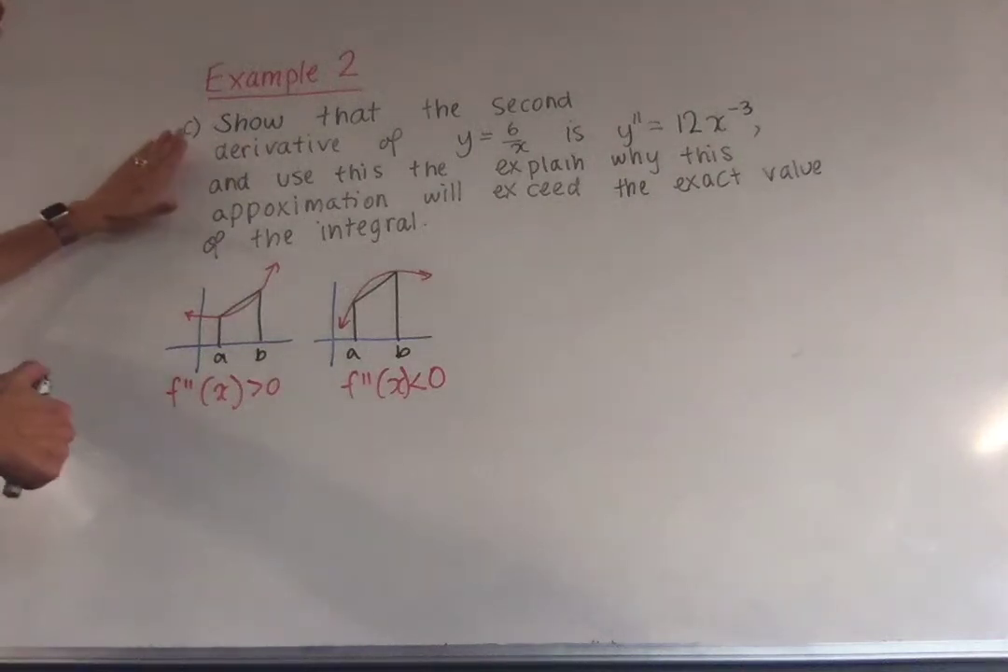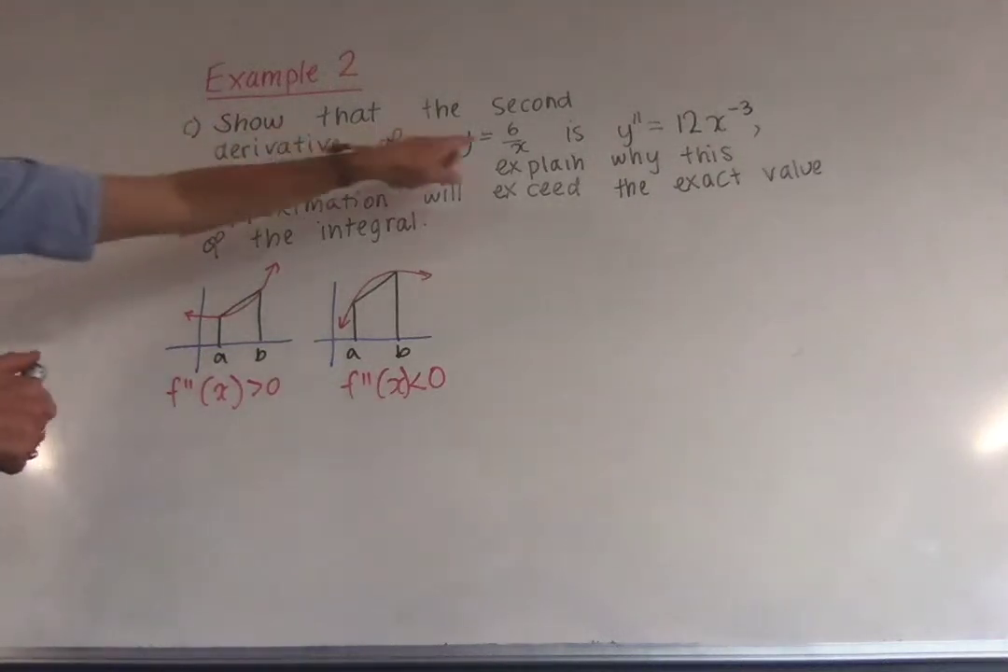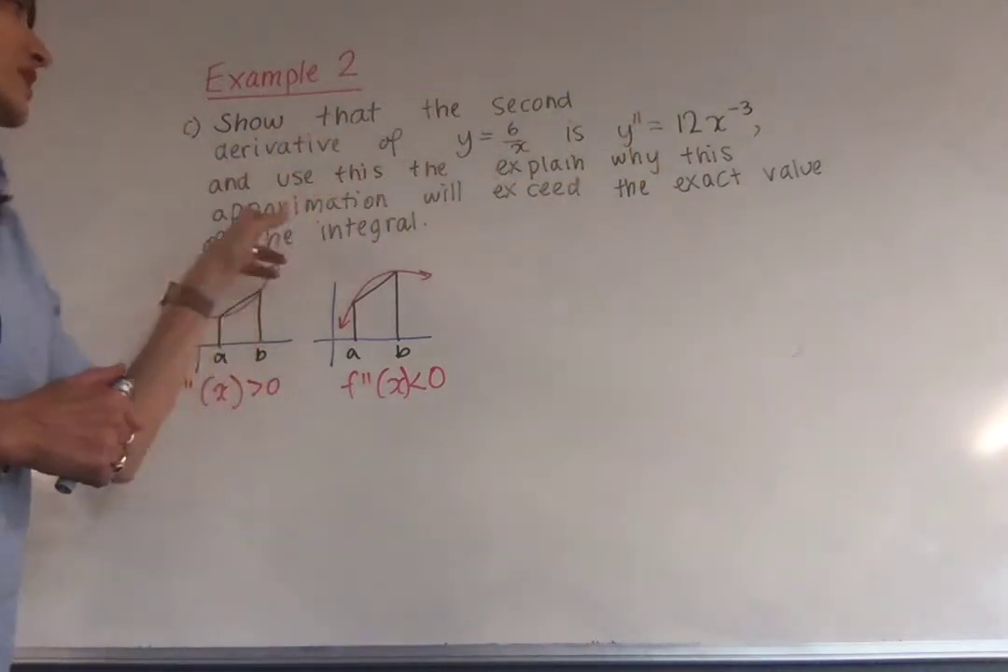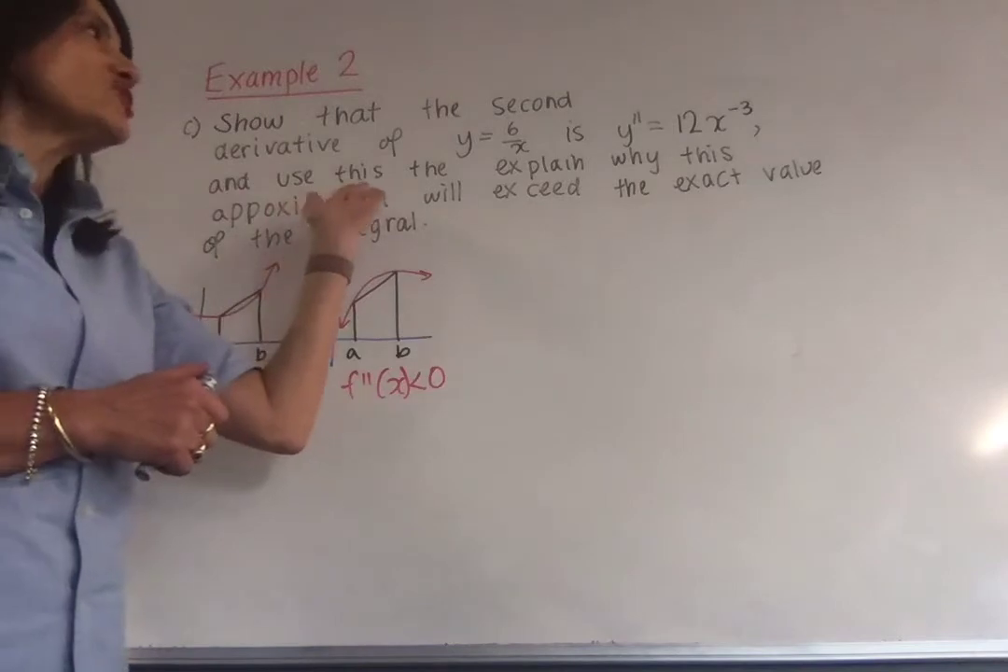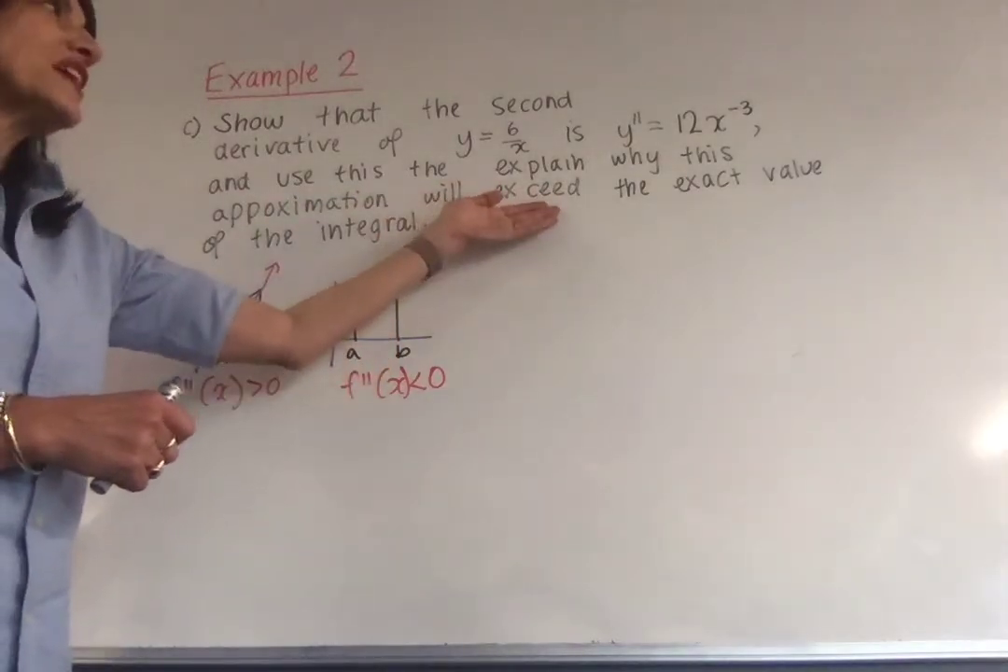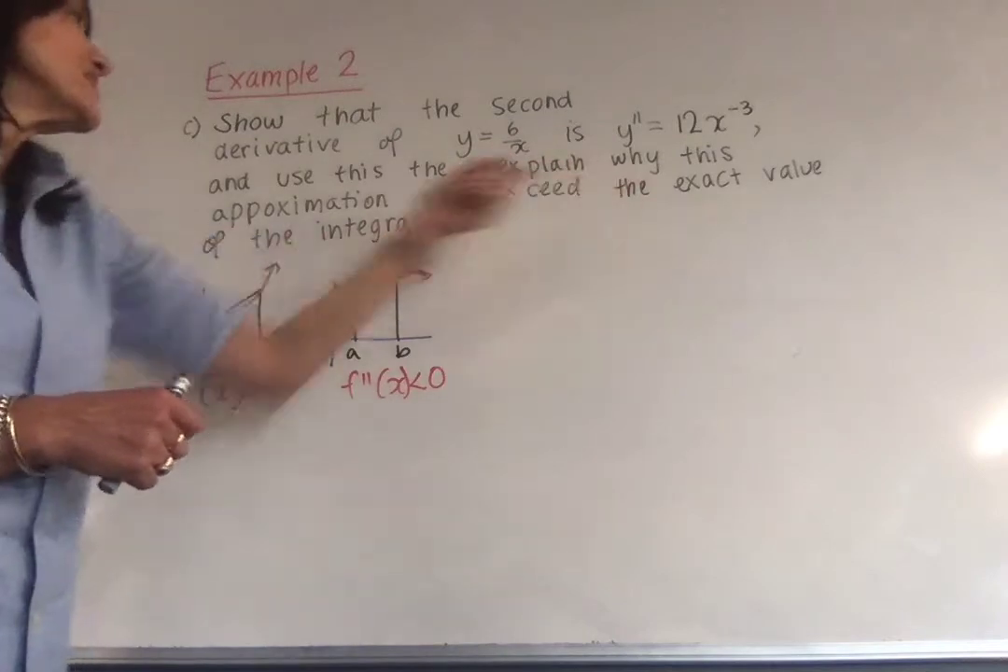Okay, in part C, we're going to show that the second derivative of this function gives us this result, and then we're going to use that to explain why the approximation that we get applying the trapezoidal rule will exceed. Exceed means is bigger than the exact value.